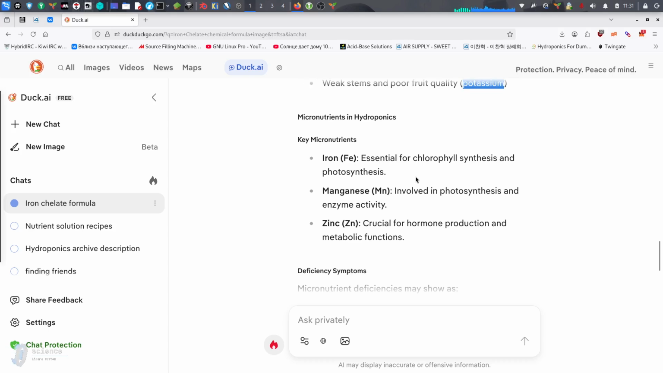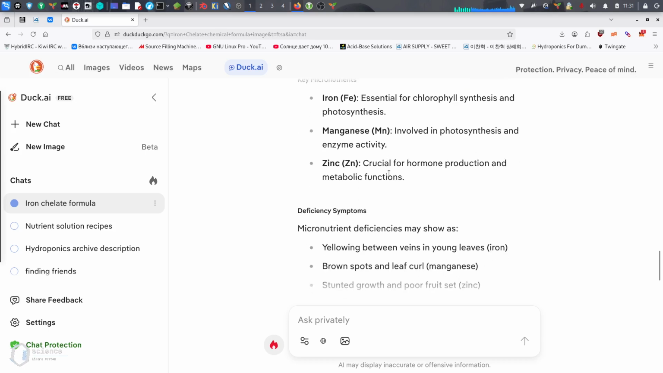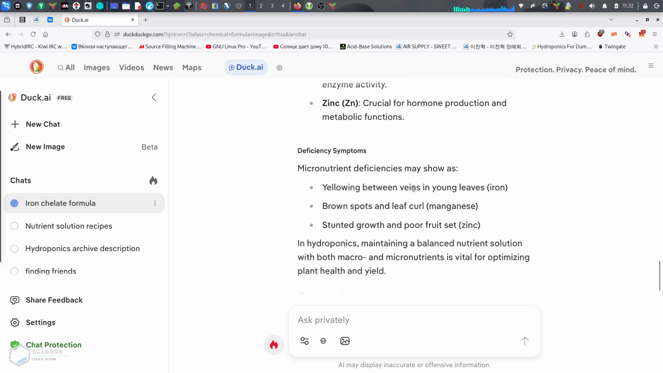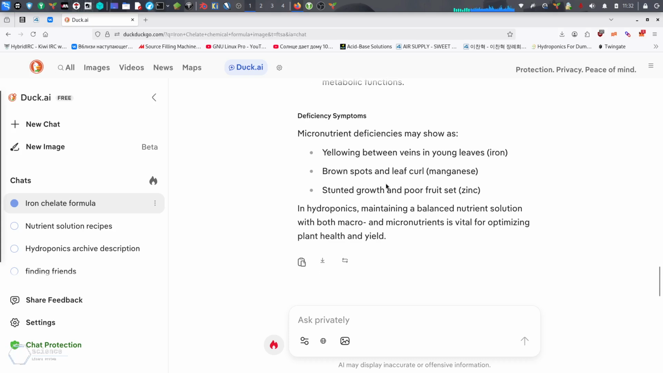Micronutrients. Iron essential for chlorophyll synthesis and photosynthesis. Magnesium involved in photosynthesis and enzyme activity. Zinc: crucial for hormone production and metabolic functions. Micronutrient deficiencies may show as yellowing between veins and young leaves. Iron: brown spots and leaf curl. Magnesium: stunted growth and poor fruit development. In hydroponics, maintaining a balanced nutrient solution with both macro and micronutrients is vital for optimizing plant health and yield.